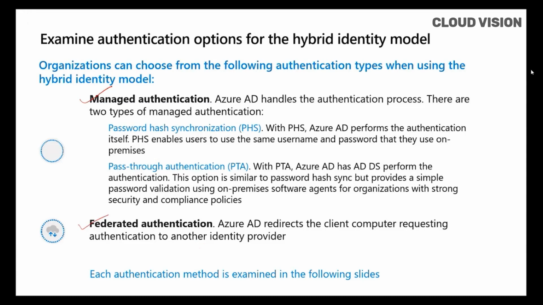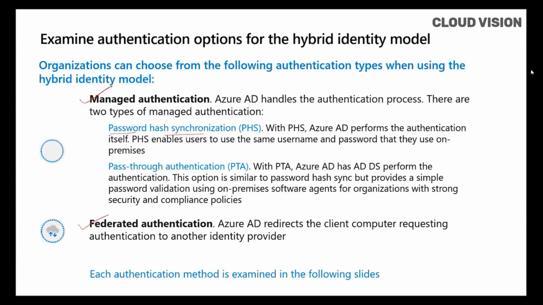Managed authentication is further divided into two more types. First is password hash synchronization, which is the default one that is suggested by Microsoft, and it's the easiest authentication solution to set up. In this kind of authentication solution, not only your usernames will be synchronized to the cloud, but the passwords will be converted into a hash value, and that hash value is then synchronized to the cloud.